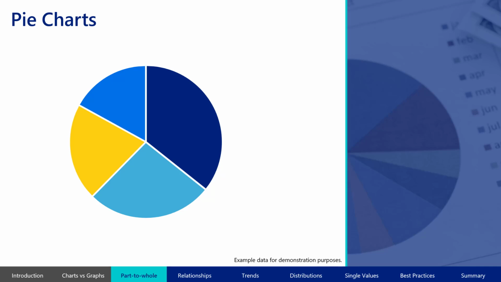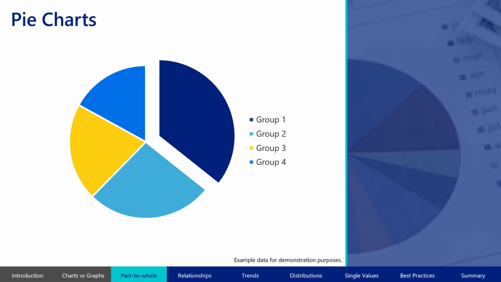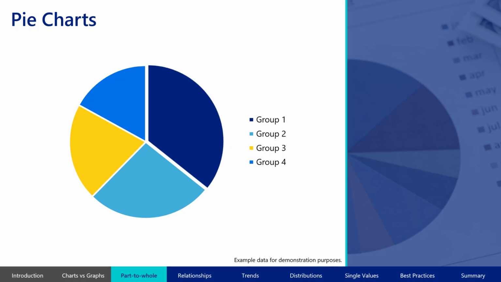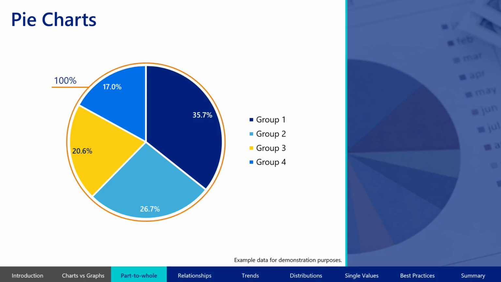In a pie chart, each slice of the pie represents a group, and the size of each slice represents the proportion of that group compared to the whole. Pie charts often display the percentage for each slice, and the total of all the slices equals 100%.